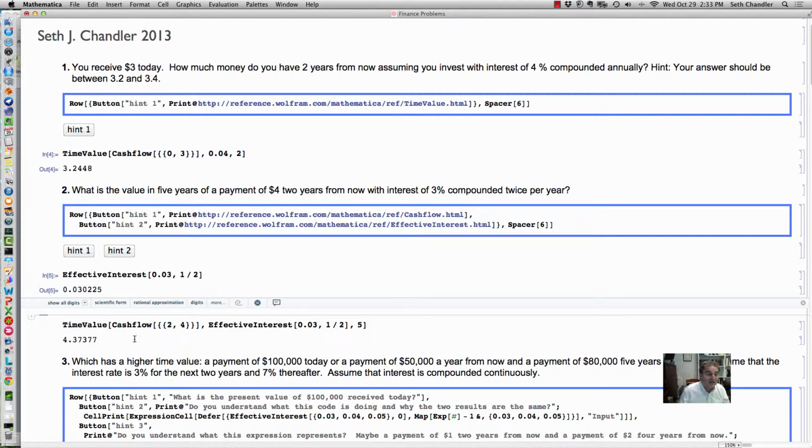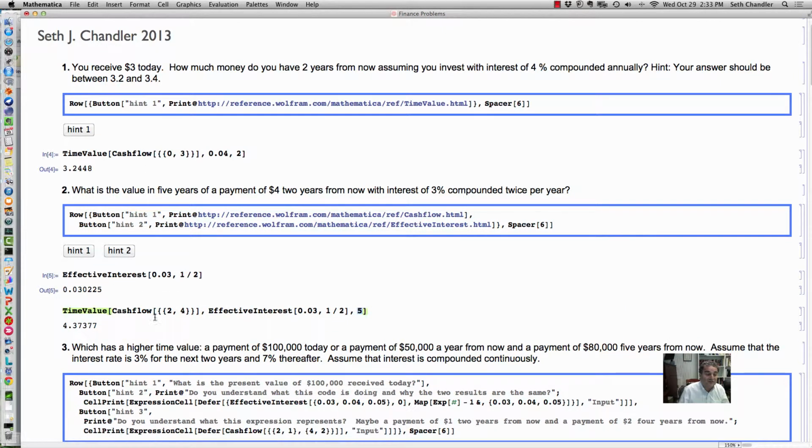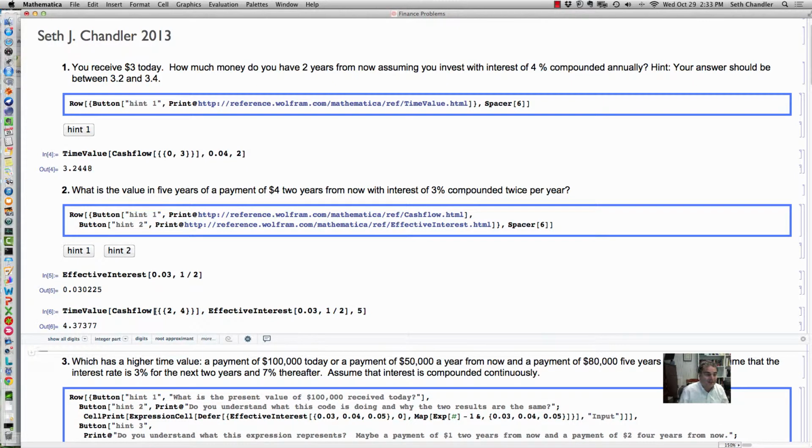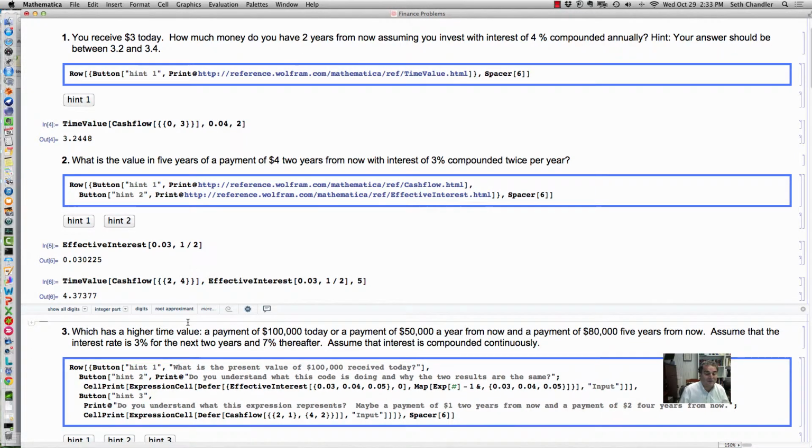Okay, and so we're just going to create a cash flow object that reflects a payment of $4 2 years from now. And we're going to be looking at the value in 5 years. And so when we evaluate that, we get our friend 4.37, et cetera.